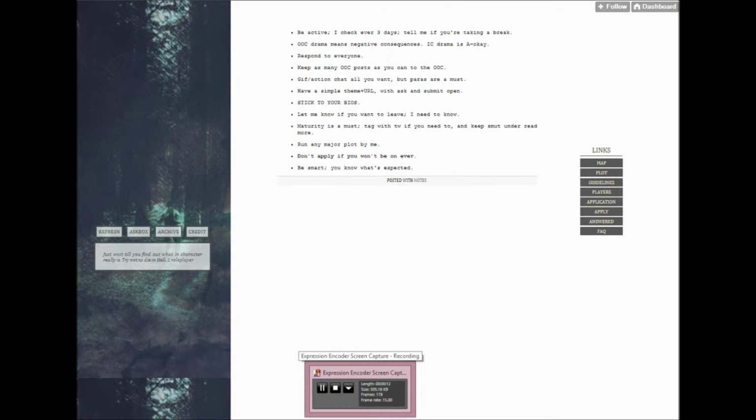We're now moving on to the rules page. The rules are set up fair and clear so that the players will know what to expect from you as the admin. However, some of the wording of the rules can come across as critical. For example, "don't apply if you won't be on ever" falls under the activity rule, but it also makes players shy away because it's worded so harshly.